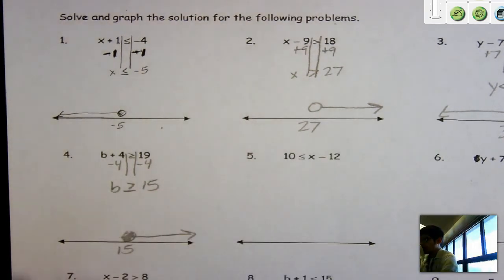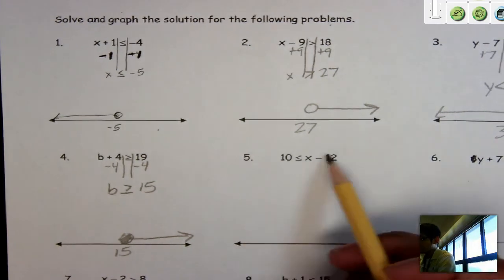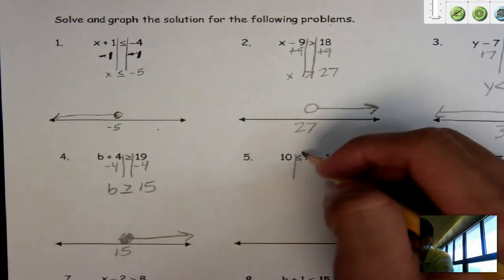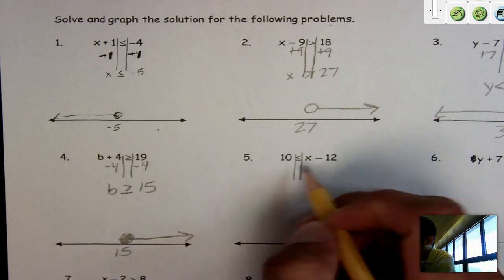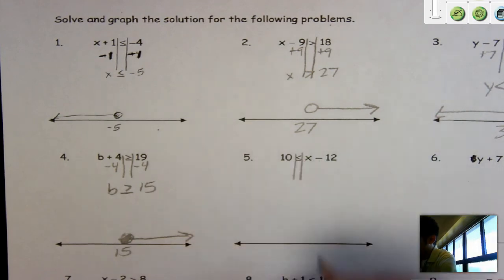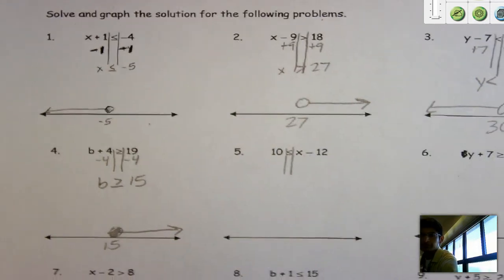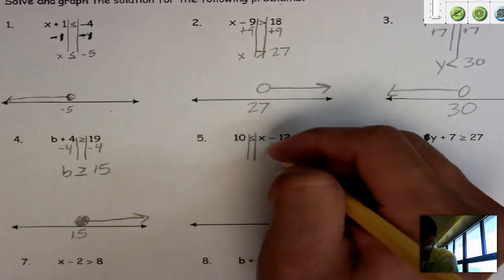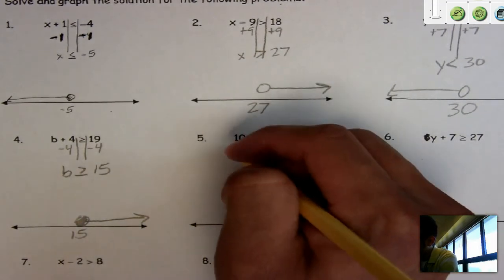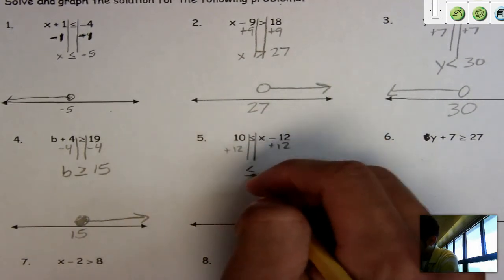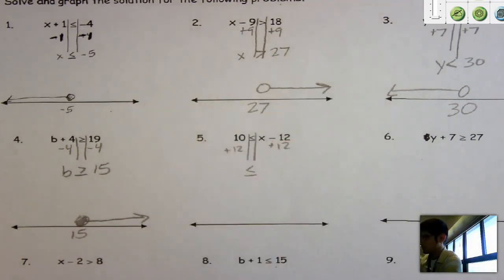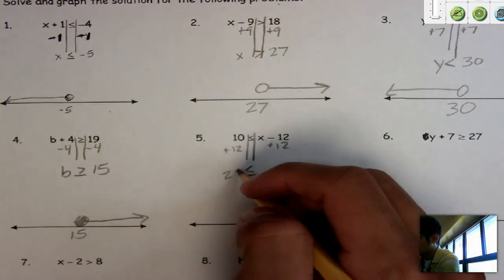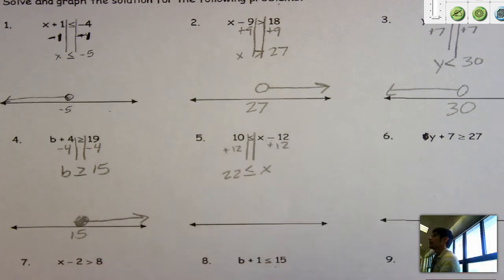All right, next one. This one's kind of weird because the x is on the other side. So I'm going to look at x minus 12 is greater than or equal to 10. So what is the opposite of minus 12? Plus 12. So plus 12 on both sides. All right, so 10 plus 12 is 22.